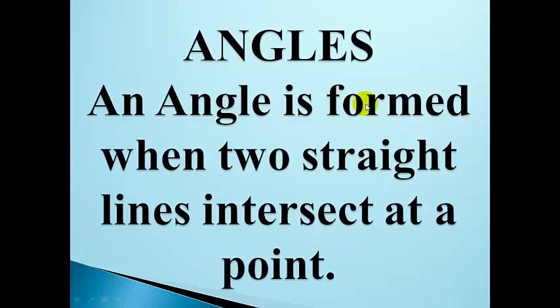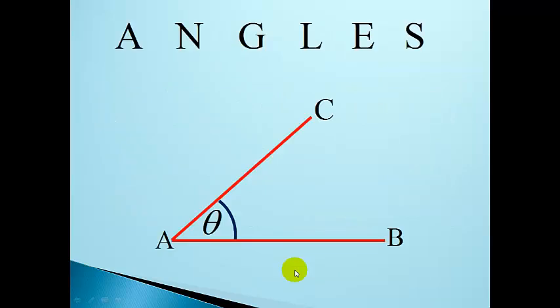An angle is formed when two straight lines intersect at a point. Now considering the figure as shown, AC is a straight line. AB is also a straight line. Line AC and line AB intersect at the point A.